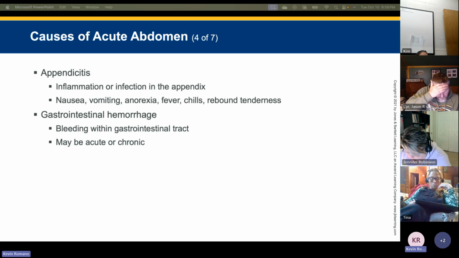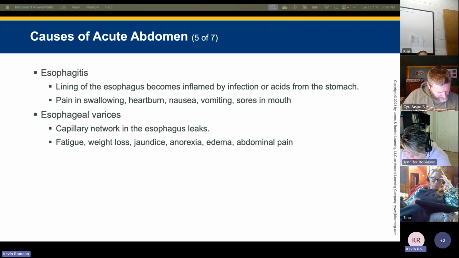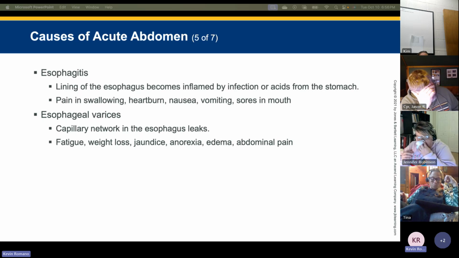Gastrointestinal hemorrhage. It is a symptom of another disease as well, not a disease itself, and may be acute or chronic. So again, you have to really investigate and ask the right questions. Esophagitis occurs when the lining of the esophagus becomes inflamed or infected, or from acids from the stomach. So gastroesophageal reflux disease, or GERD, right?